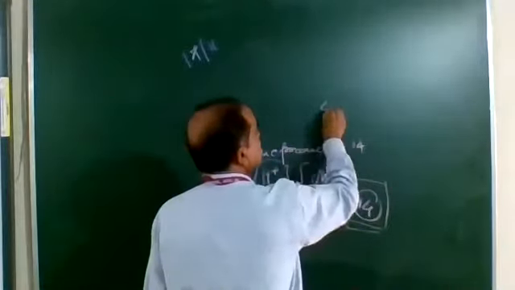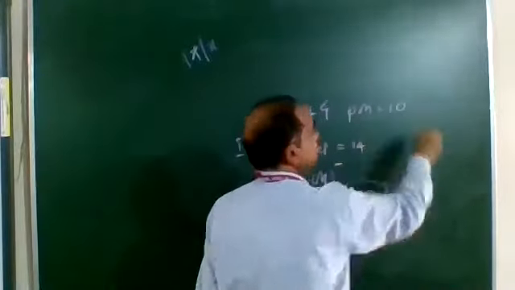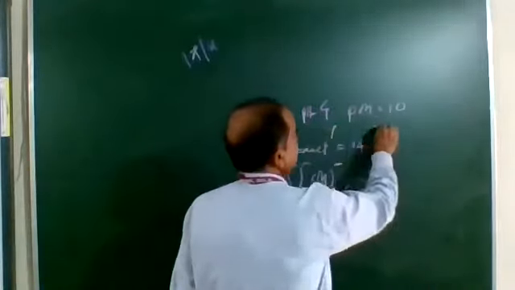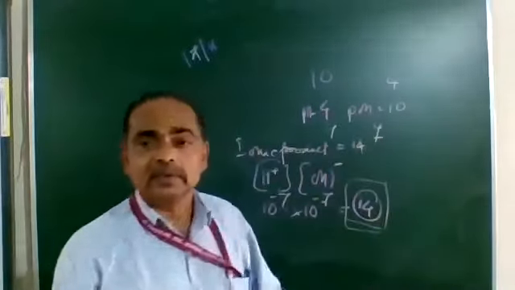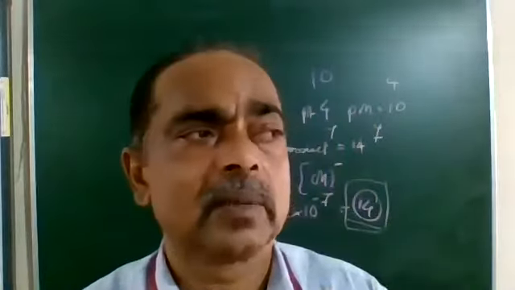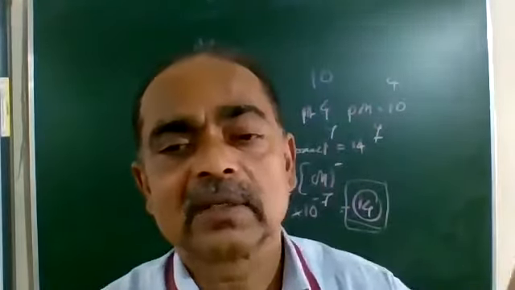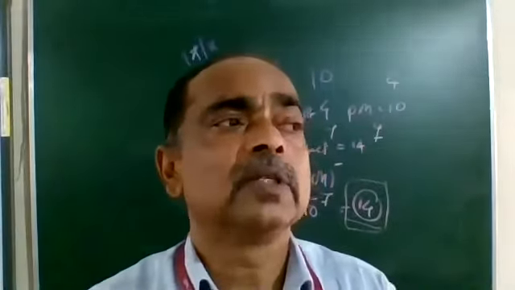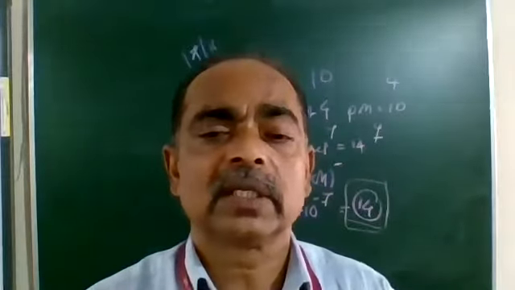So if the pH is equal to 4, then pOH is equal to 10. Understood? And if the pH is 7, pOH is 7. If the pH is 10, pOH is 4. So the sum of pH and pOH will always be equal to 14. If the pH of a solution is 6, how much would be its pOH? 14 minus 6, it is 8.